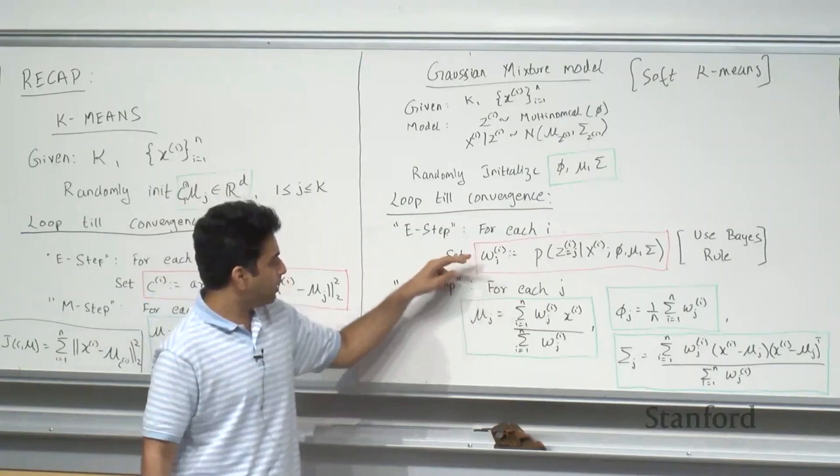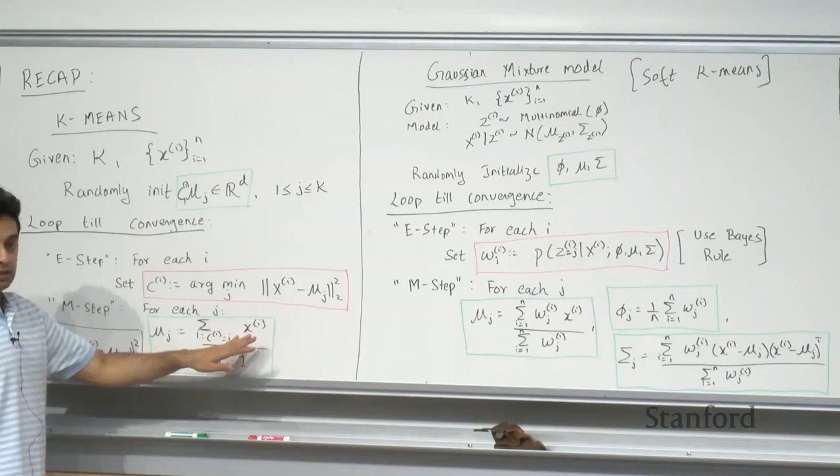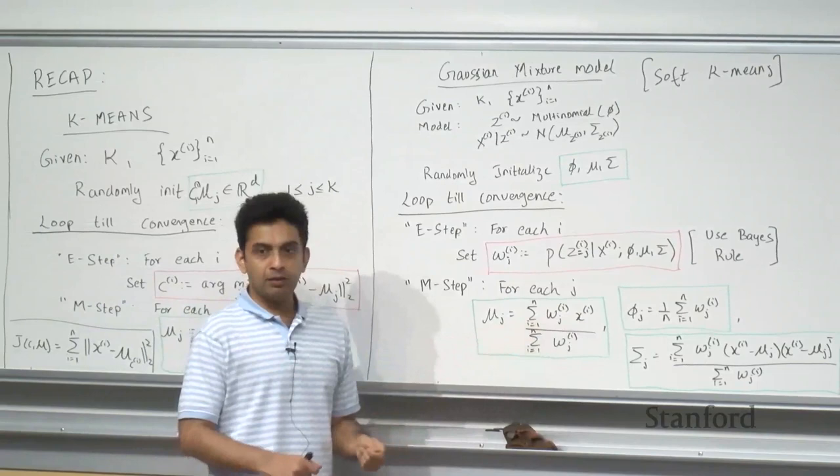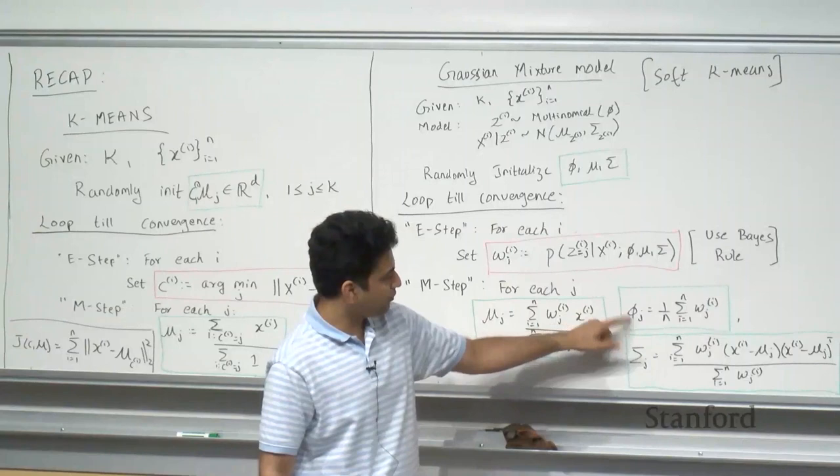In the case of a mixture of Gaussians, each cluster centroid will be the weighted average of the xi's. In k-means, it was just the average of the xi's which got assigned to that cluster. But over here, every example belongs to every cluster with different weights. So this is just a weighted mean of all the x's. And you know, we have corresponding parameter update rules for the phi's and sigma j's.